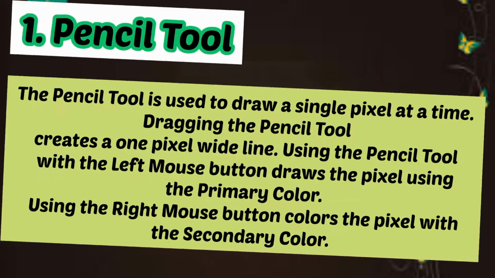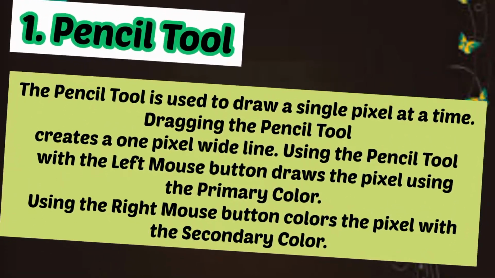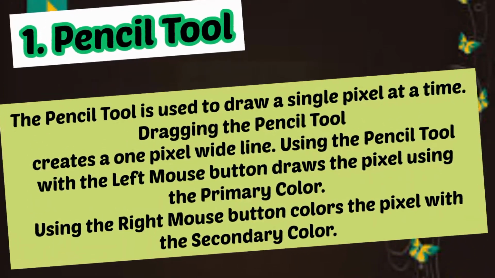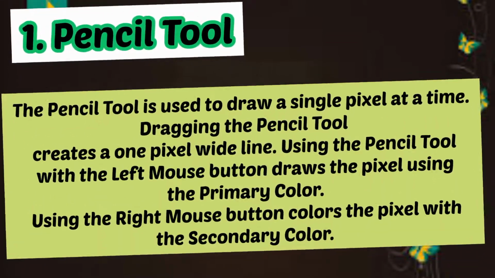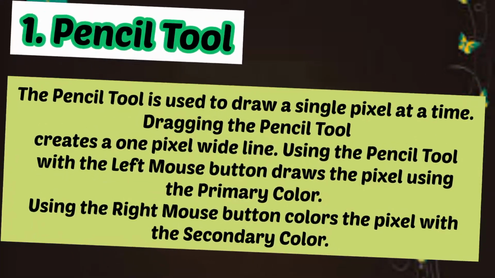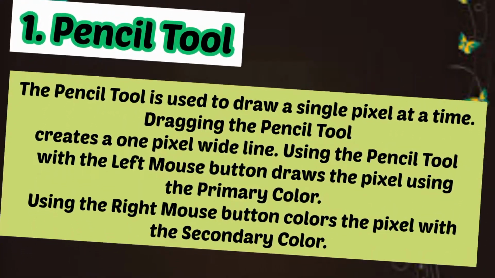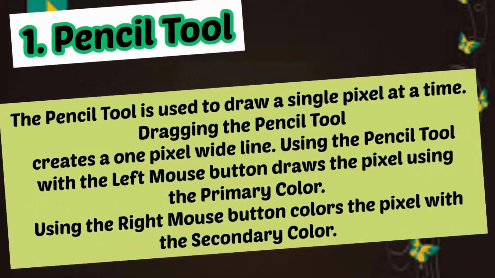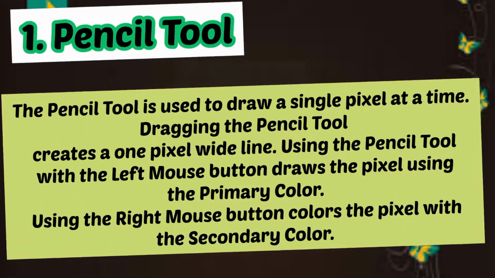First one is the pencil tool. The pencil tool is used to draw a single pixel at a time. We can drag the pencil tool and create a 1 pixel wide line. Using the pencil tool with the left mouse button draws the pixel using the primary color, and with the right mouse button we can select the secondary color.